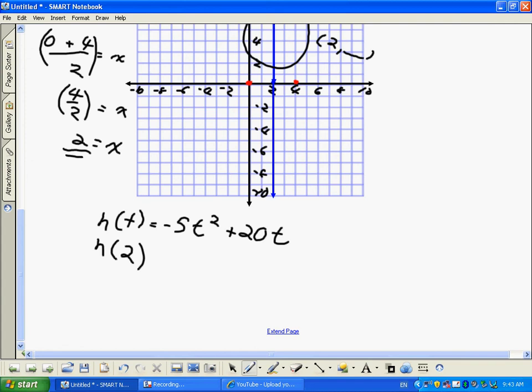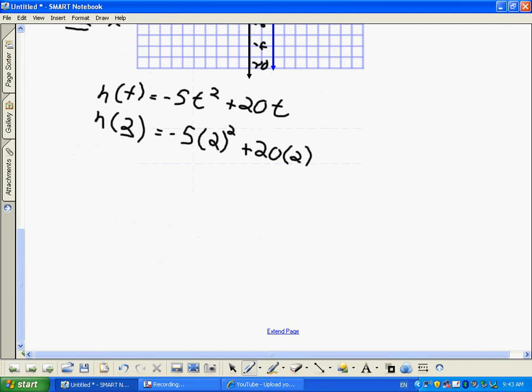So I plug in this number 2. That's what we found here. We know it's the first coordinate of our vertex. We're plugging into the equation for our t. So it becomes negative 5 times 2 squared plus 20 times 2. Okay? So I'm plugging the number 2 in for t. I'm replacing t with 2.